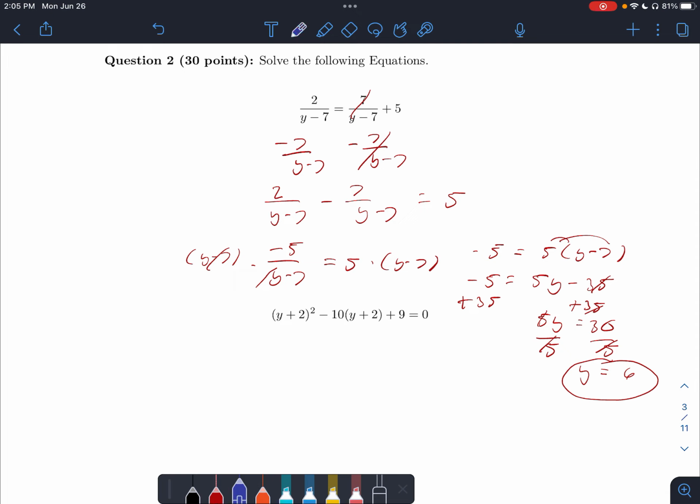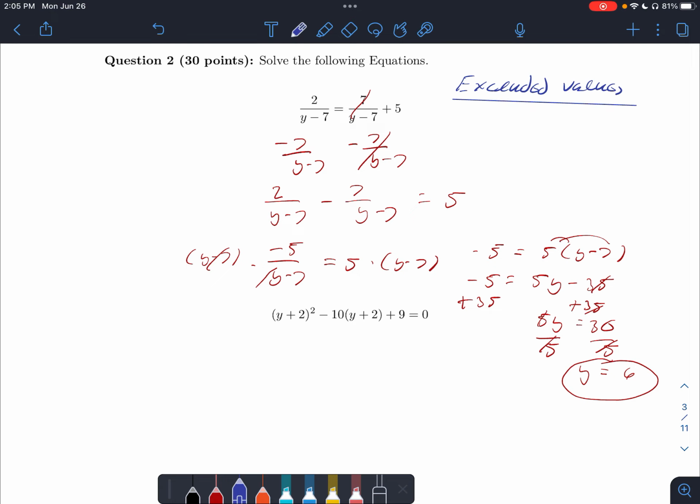Okay? Now, one thing you should also do, since we had a variable in the denominator, we need to check for excluded values. You can do this up front or you can do this at the end. Either way, you're going to have to work it out, but make sure anytime you have a variable in the denominator, you check for excluded values.